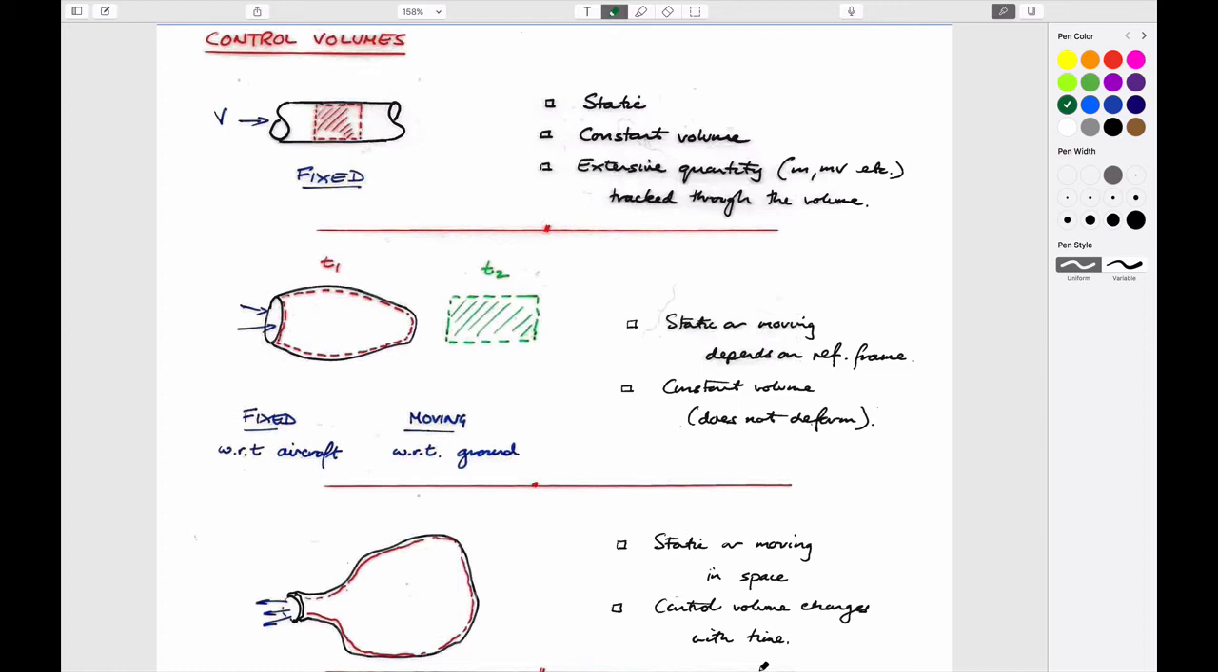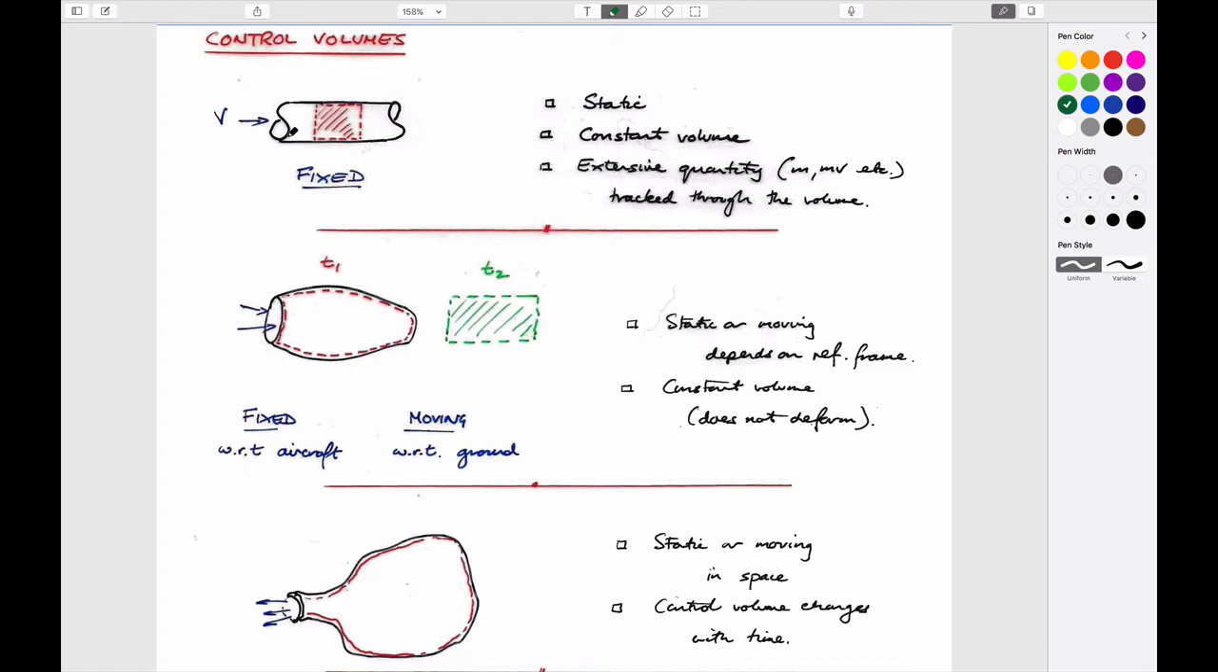So we can define control volumes, which are of 3 main types. One would be a fixed control volume that doesn't deform, and an example of that would be a pipe that has water flowing through it and just sits there. Water comes in one side and goes out the other side.